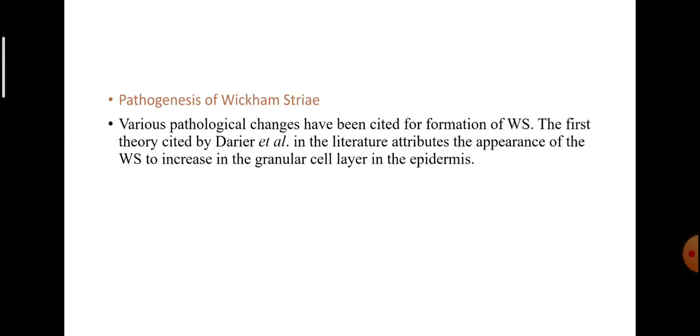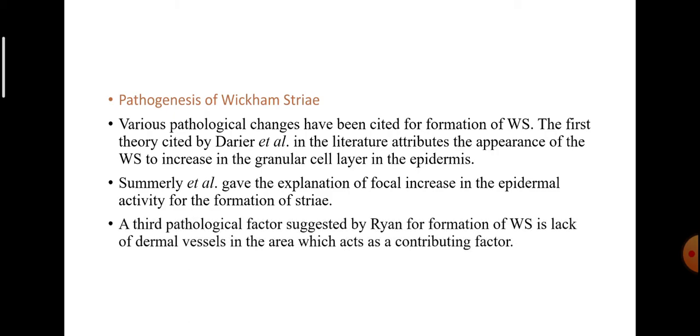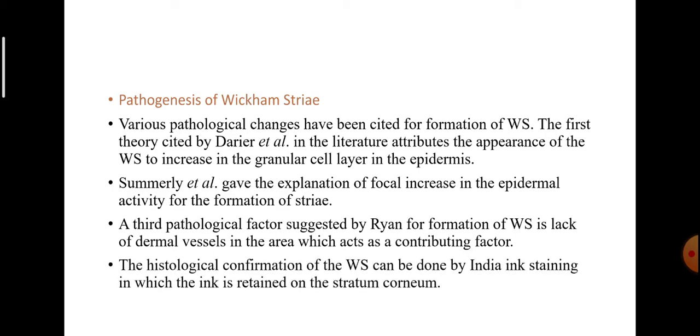Pathogenesis. Various pathologic changes have been cited for formation of Wickham Striae. The first theory cited by Darier in the literature attributes the appearance of Wickham Striae to increase in the granular cell layer in the epidermis. Sommerly gave the explanation of focal increase in the epidermal activity for the formation of striae. A third pathologic factor suggested by Ryan for formation of Wickham Striae is lack of dermal vessels in the area, which acts as a contributing factor.